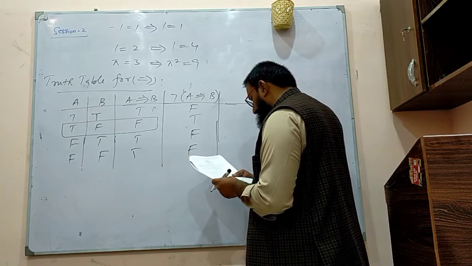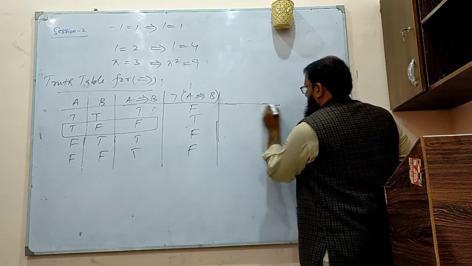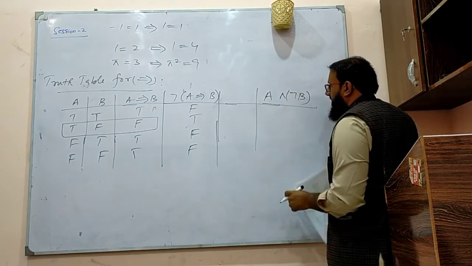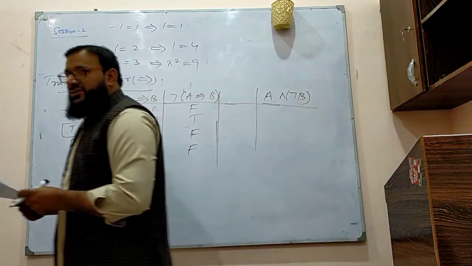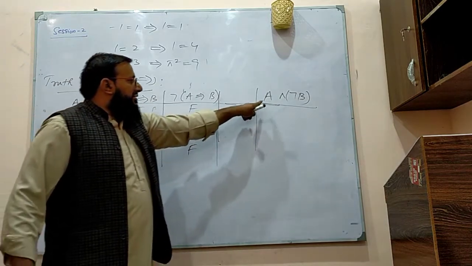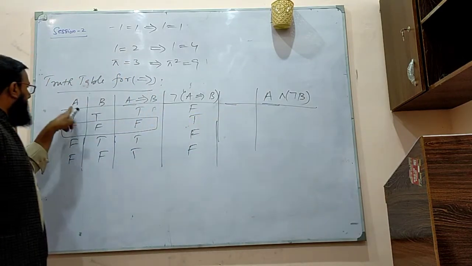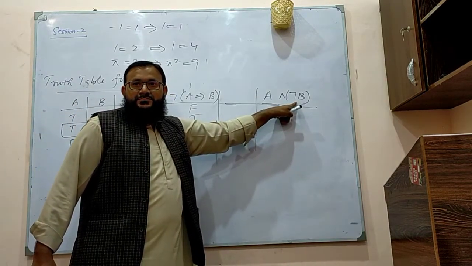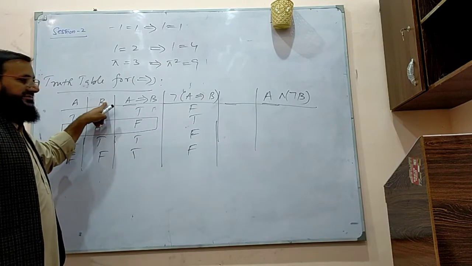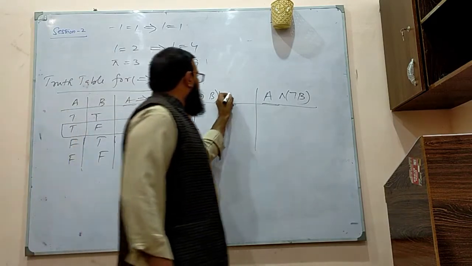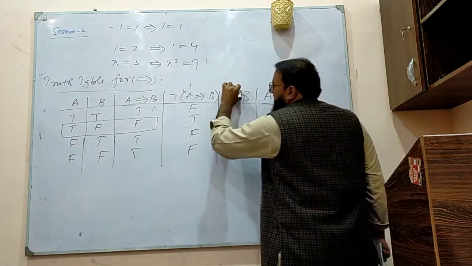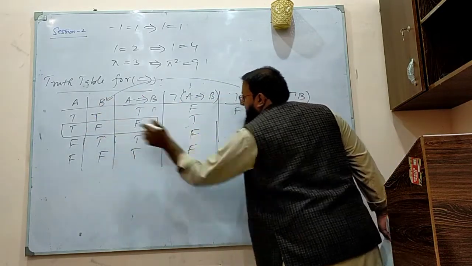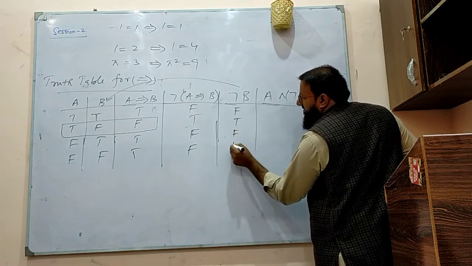Then you have to tell me the answer for A and negation of B. What do you need for this? Do you have a statement A, which is this? Do you have the statement negation of B? You don't have it. You have B. First you have to find out negation of B. Negation of B means you just invert this. True becomes false. False becomes true.